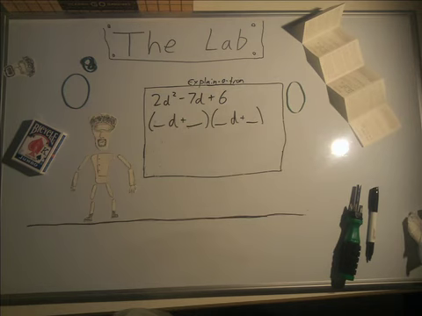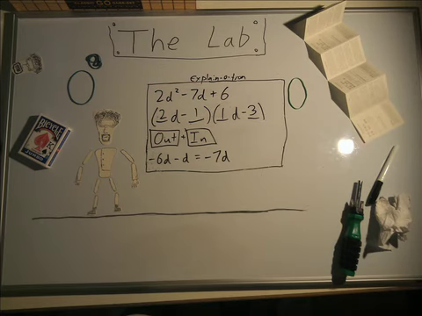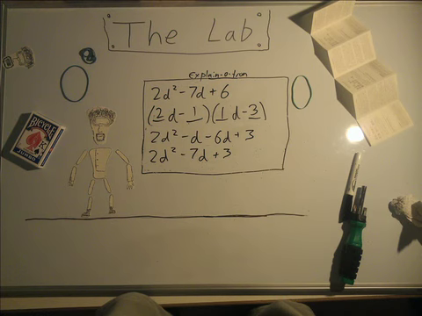So, once again, our answer will have coefficients on the d terms in the binomial factors. We'll have to guess and check. Let's try 2d minus 1 times 1d minus 3. Negative 1 and negative 3 are both factors of 6, so this is potentially correct. When we use the out and in method, we find that our d term comes out correctly. But let's work it out in full and check just in case. That's not right. Good thing we checked.